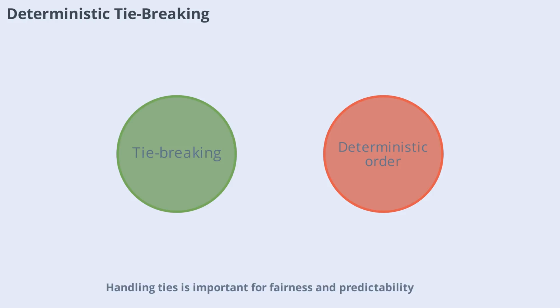Handling ties is important for fairness and predictability. When two entities have the same score, we sort them by their entity IDs in ascending order.